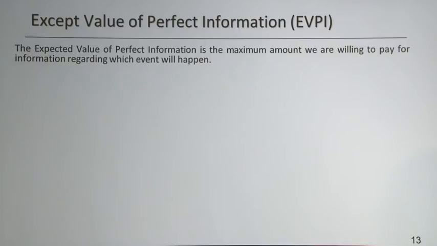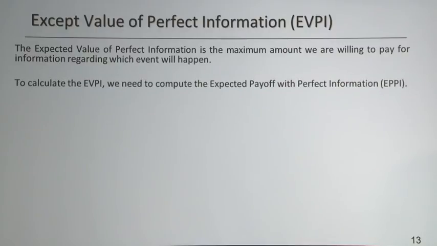So the expected value of perfect information, or as we say EVPI, is the maximum amount we are willing to pay for information regarding which event will happen. To calculate the EVPI, we need to compute the expected payoff with perfect information. So without perfect information, we know how much we will make. This is EMV star. If we know for certain what was going to happen, okay, there's no uncertainty, we can still work out our expected value. And this is the expected payoff with perfect information.